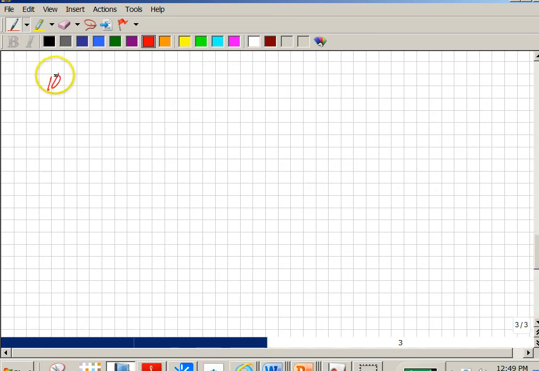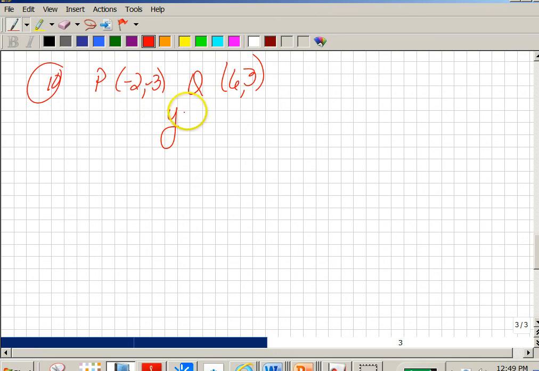Number 10. We're given point P, which is (-2, -3), and point Q, which is (6, 3). Find the equation of the line. A very, very basic problem that you all need to be able to do. And it starts off, you find the equation of the line, so you should always write down y equals mx plus b. It helps you think about, what do I need to find?